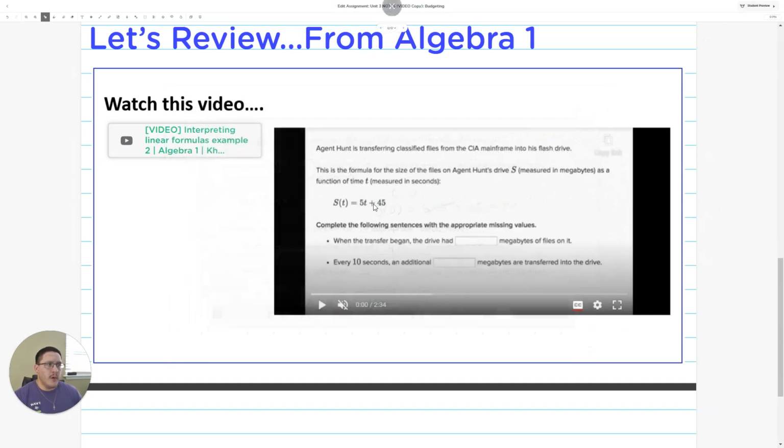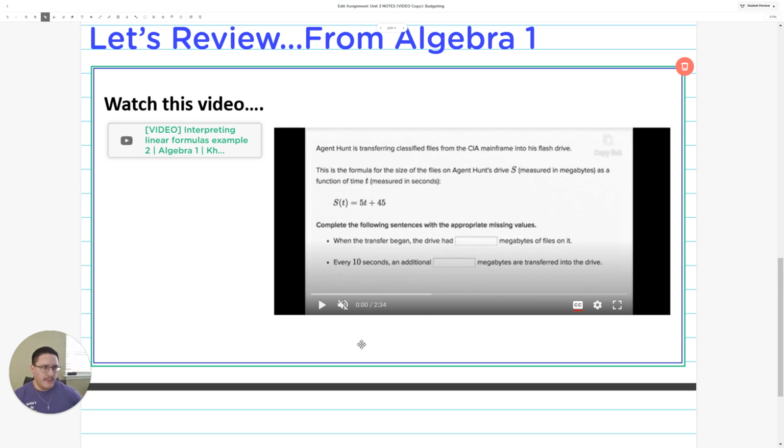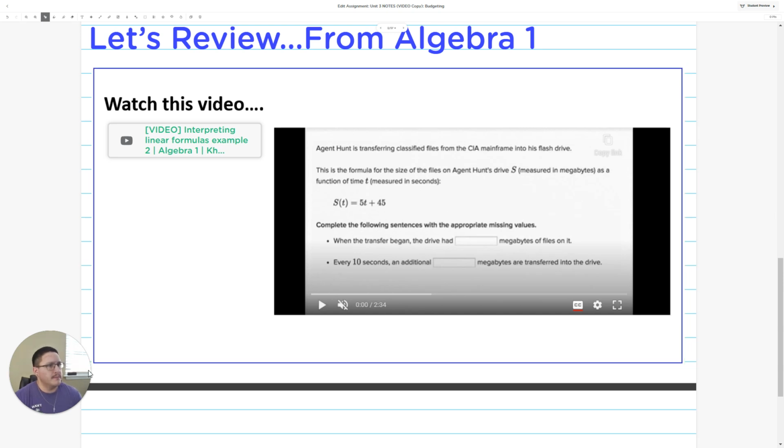So that's it for that video. Again, just a quick review on how to interpret these linear equations and how to plug into them to solve them and interpret the results as well.